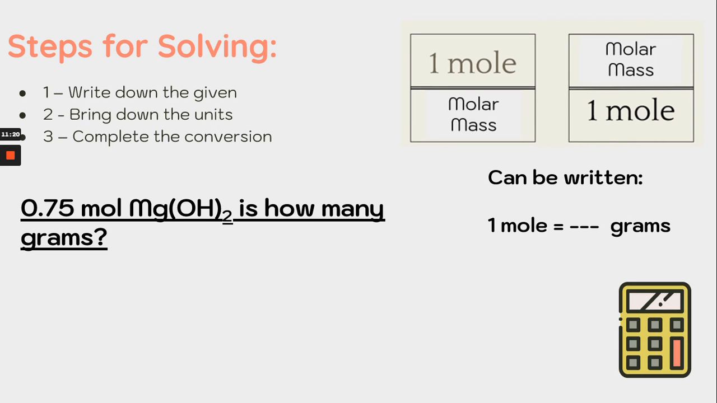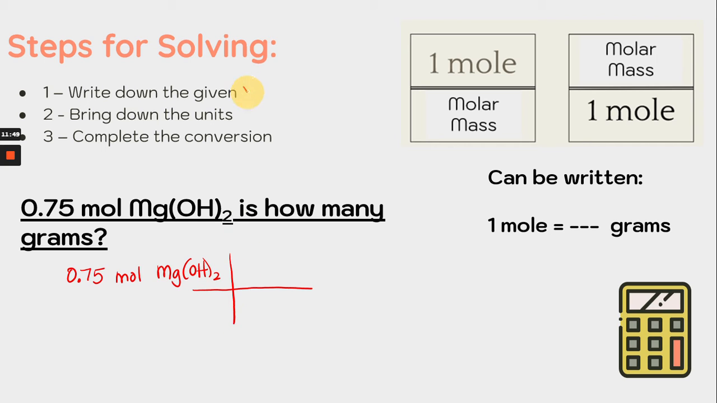All right, same thing like before. If you're at home, write this problem down, or it's on your note packet if you printed it out. Hit pause, then come back and see if you did it right. So hopefully you hit pause. Now we're going to go through the process here. Step 1 is write down the given. So this time it's 0.75 moles of magnesium hydroxide.